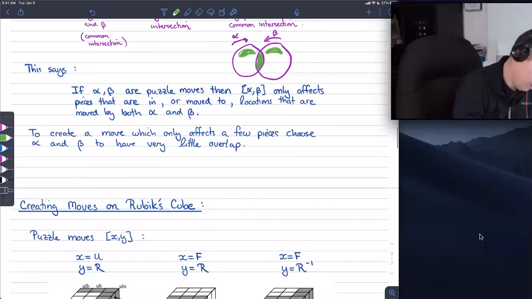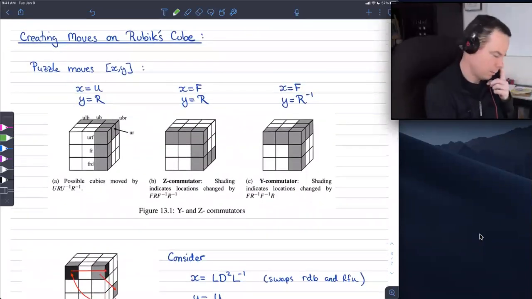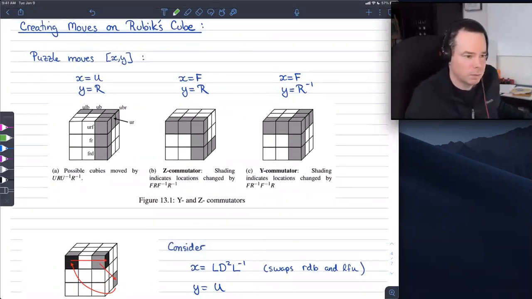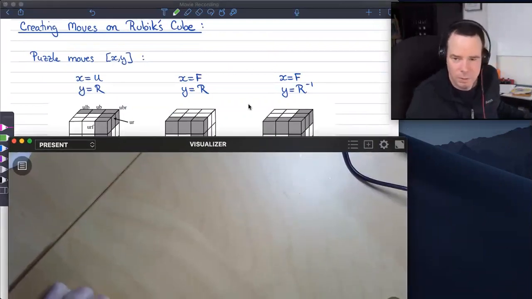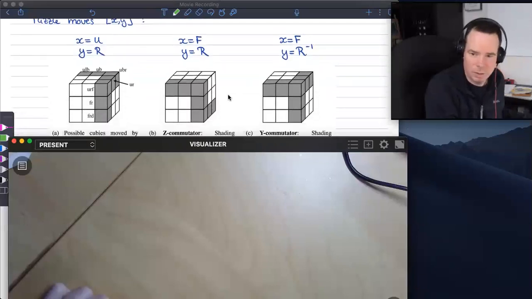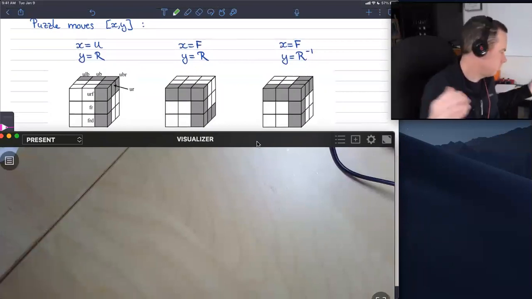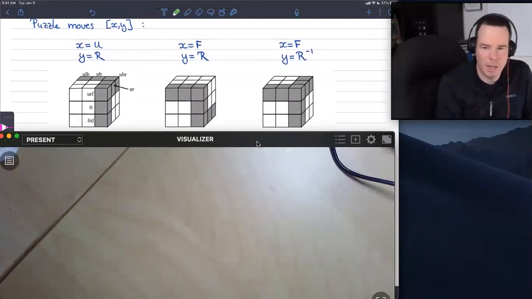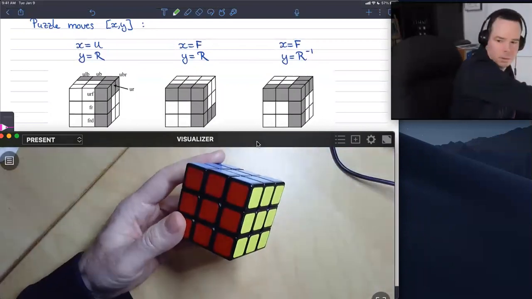So let's go ahead and start creating some moves on Rubik's Cube. So I've got some pictures here, but we'll go ahead and do those actually with the physical cube. So let me just scroll this up a bit so we can get it in there. Okay. So now we're just going to pick some moves and do their commutator. So we're going to start slowly, just basic moves. So X is U and Y is R. So what is our move here?